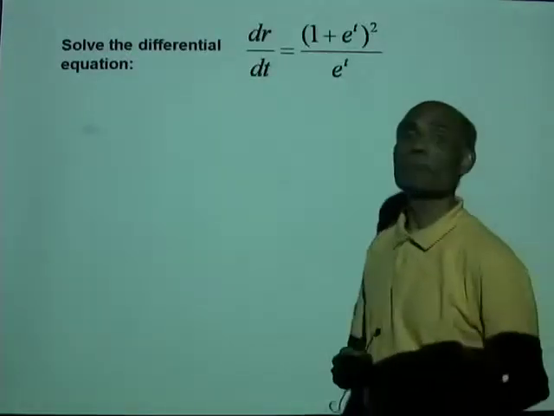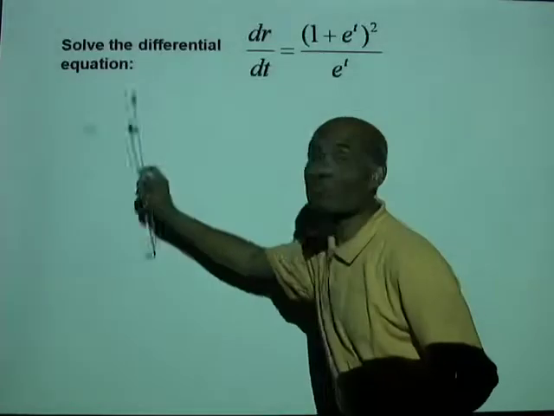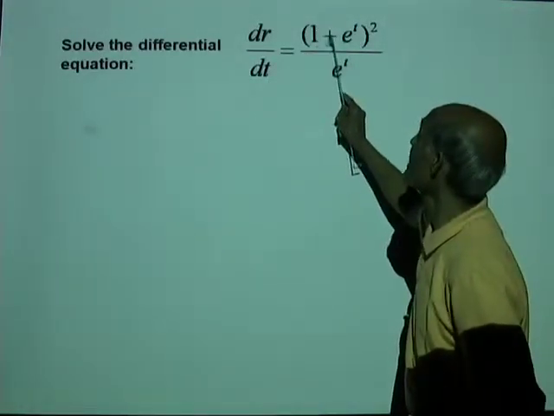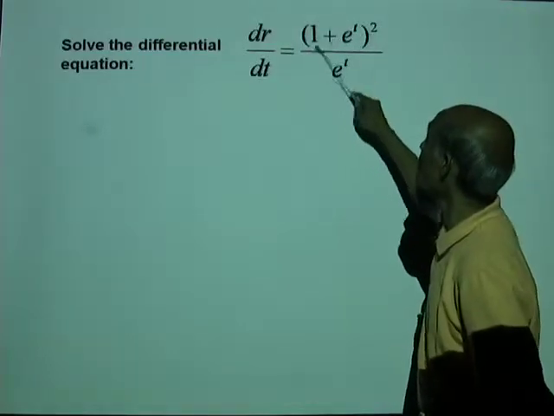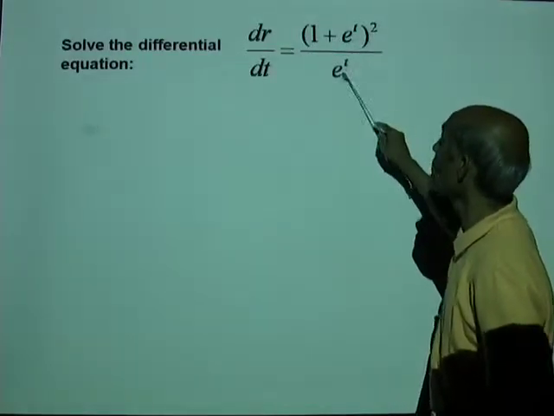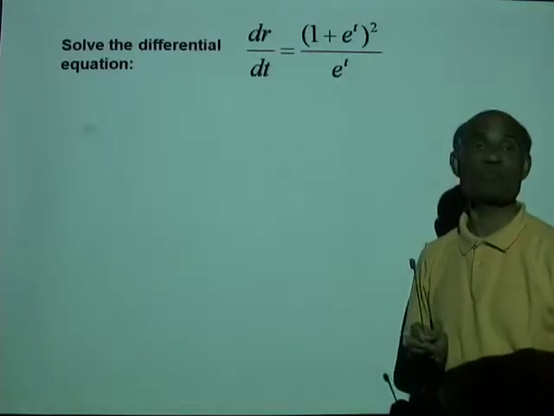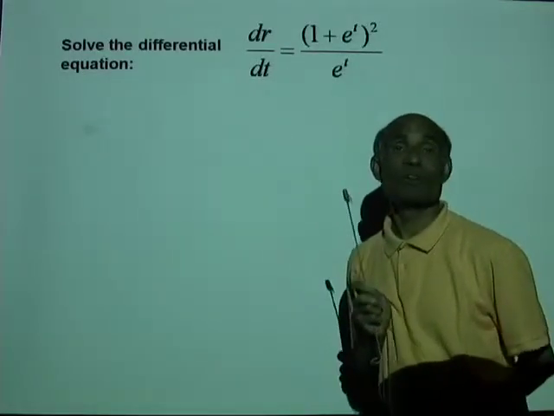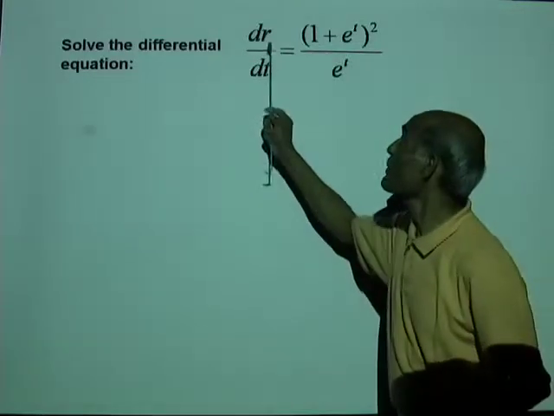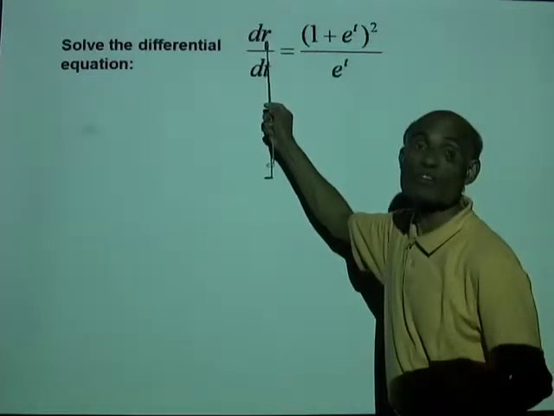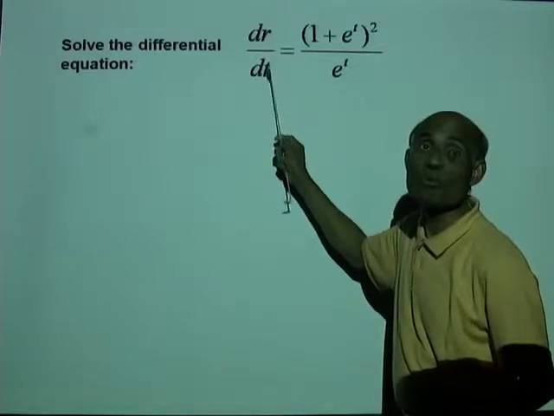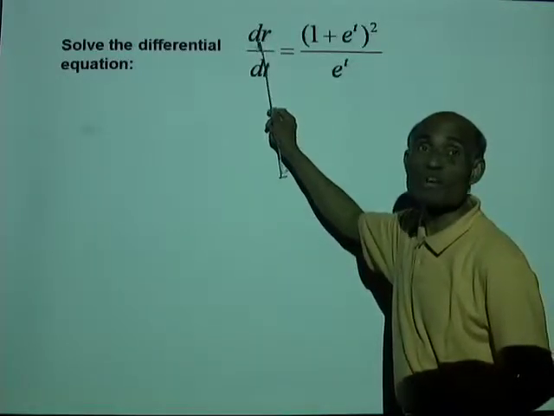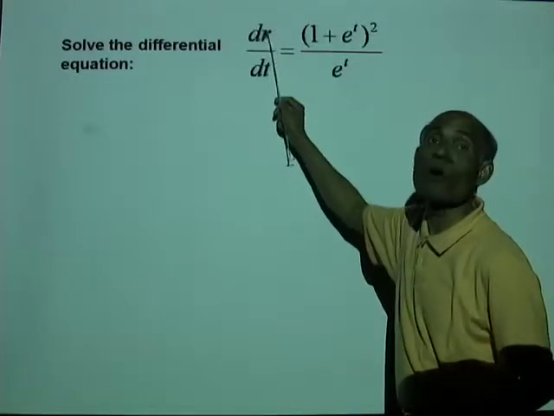Okay, another one. Solve the differential equation dr by dt equals 1 plus e to the power of t, all to the power of 2, over e to the power of t. We have done questions like this before. When you want to solve a differential equation, you can see r is the dependent variable and t is the independent variable. Solving the differential equation means solve for r.